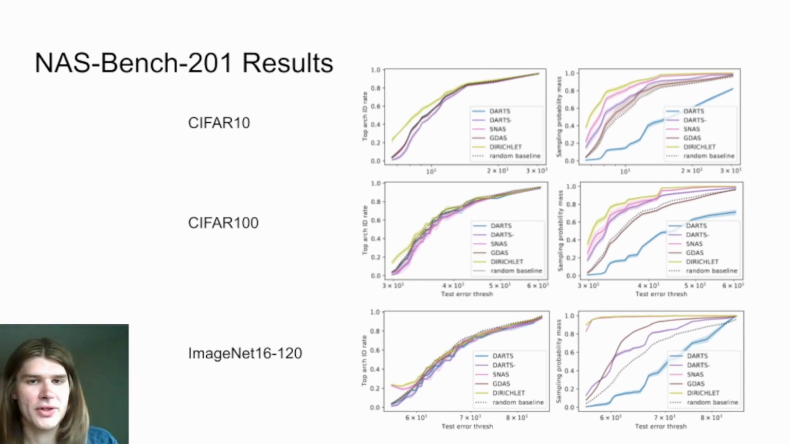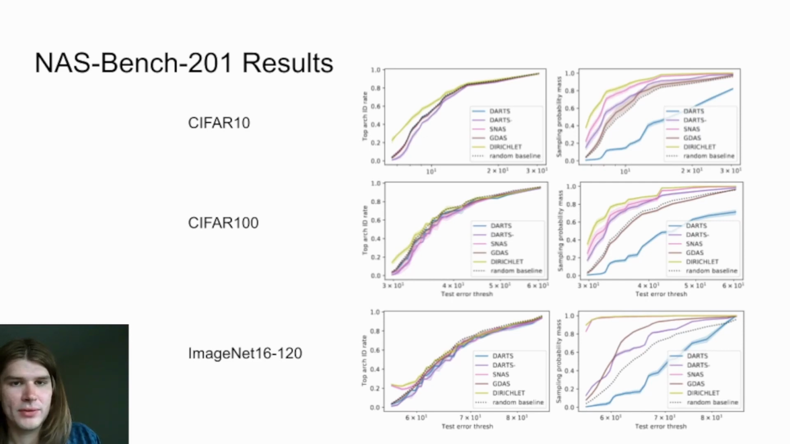Now, viewing the top architecture ID rate, we can see results on the left. We can see an explanation for this, as Dirichlet-NAS alone is able to consistently distinguish the top architectures from lower performing architectures and distinguish between high performing architectures. For ImageNet16-120, the one data set where SNAS assigned almost as much weight to the top models as Dirichlet-NAS, we also see SNAS able to effectively identify top architectures.